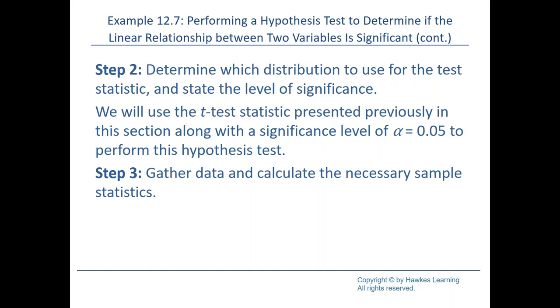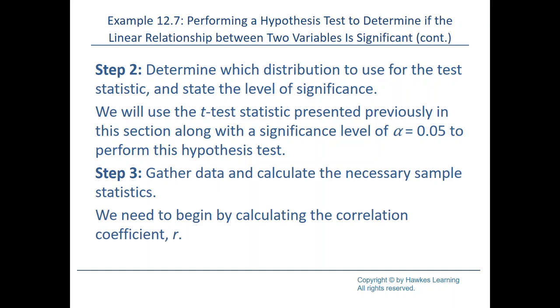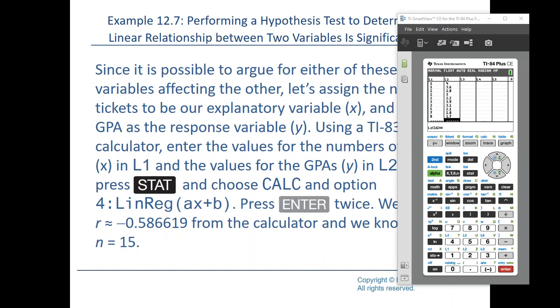Step 3 is we're going to gather our information and calculate the necessary sample statistics. So the first thing we're going to need to do is figure out what R itself is. To determine whether or not this is statistically significant, I really do need to figure out what R is. So again, stat, edit, type in the items. Double check if you want to double peek at it. So second y equals, make sure your stat plot's on, and then zoom 9.